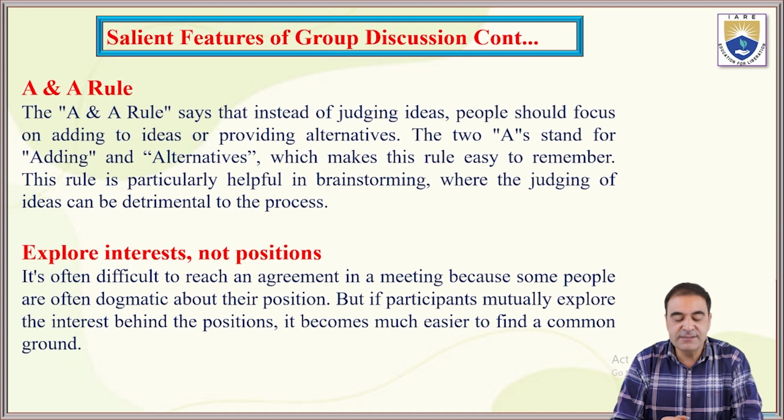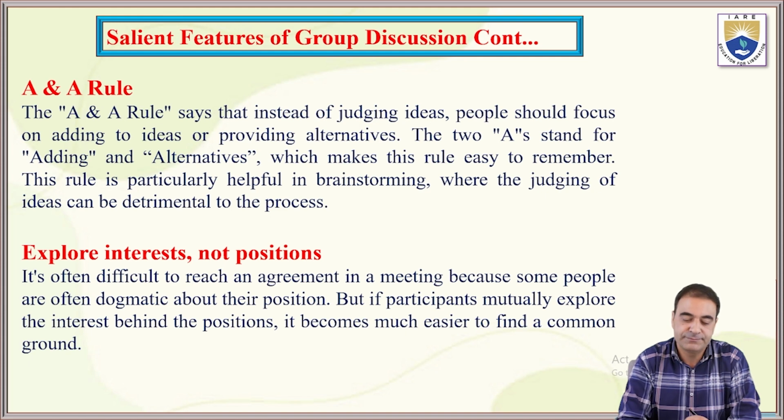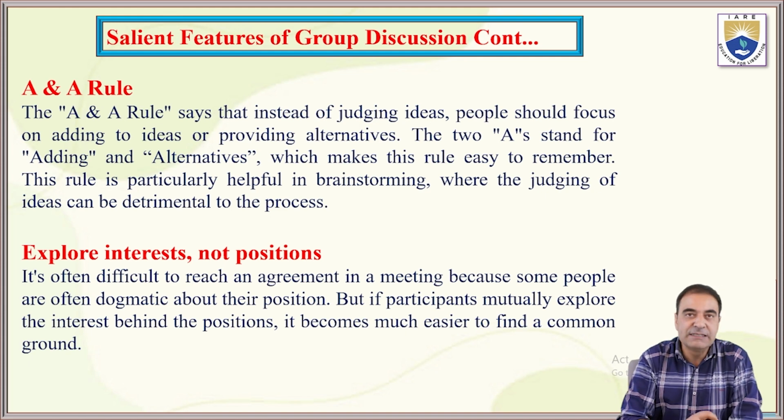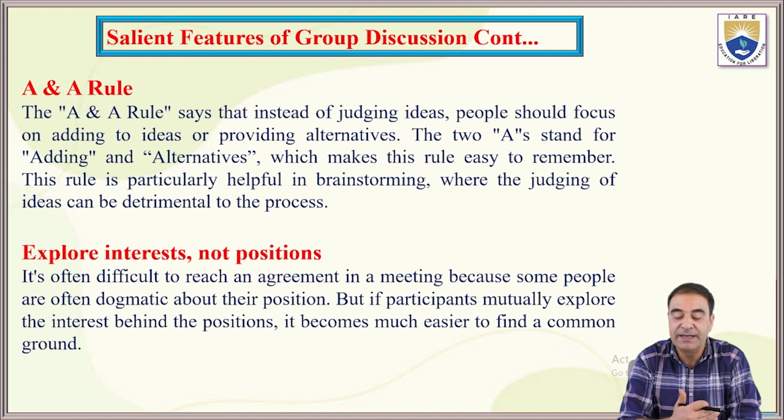Now, the next rule is the A and A rule. The A and A rule says that instead of judging ideas, people should focus on adding to ideas or providing alternatives. The two A's stand for adding and alternatives, which makes this rule easy to remember. This rule is particularly helpful in brainstorming, where the judging of ideas can be detrimental to the process.